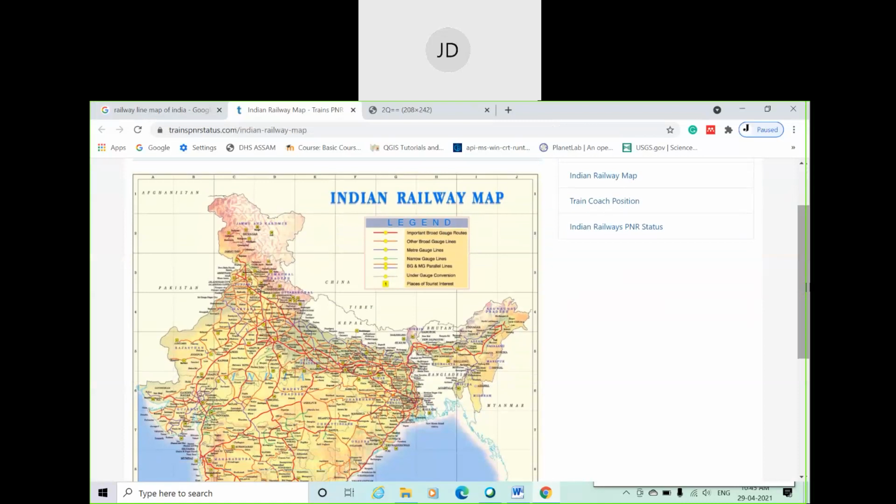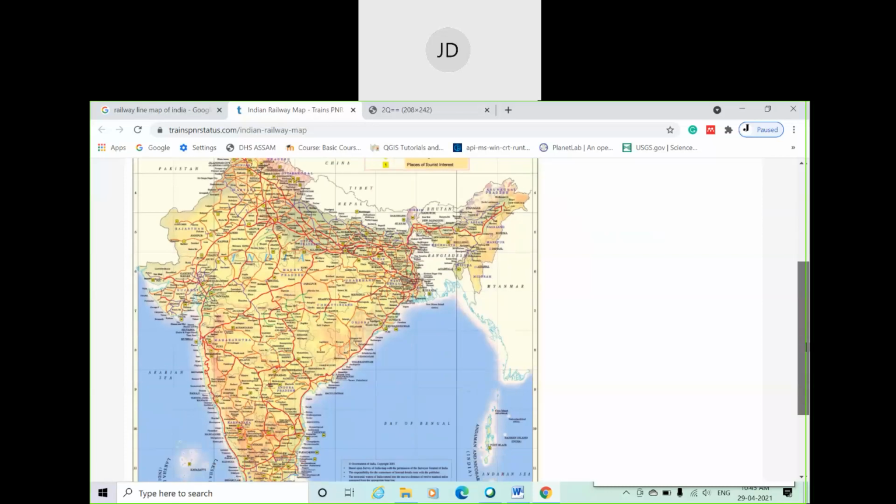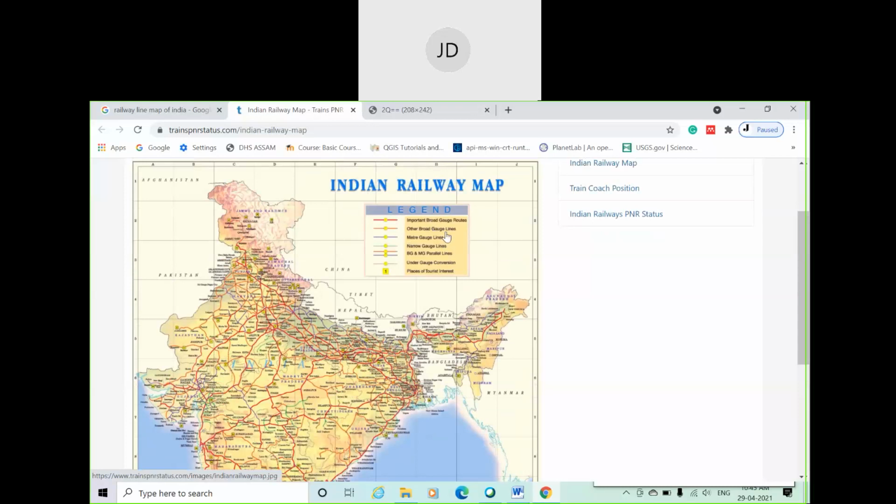Here you can see the Indian railway map, and it shows different types of gauge, starting from the important broad gauge and other broad gauge. They are almost the same. Based on importance or working purposes they are divided into categories, but the dimensions are the same. All over India, the dark red lines are broad gauge. Broad gauge has a standard dimension of 1.6-something; you can take it from your previous class notes.